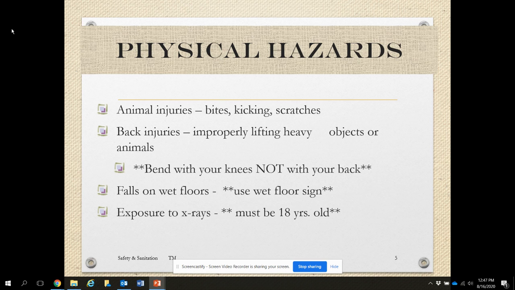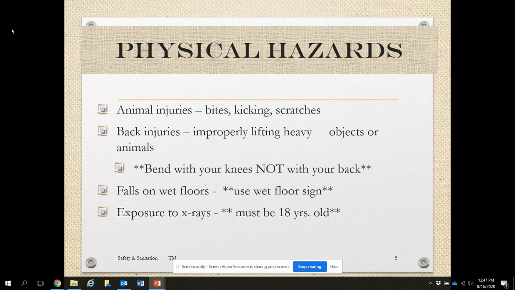Floors can get wet. We know working with animals, water gets spilled. It just happens. I spill water all the time. We need to make sure that we mop it up, clean it up with a towel or something, and then also use the wet floor signs that we have in the classroom lab rooms.